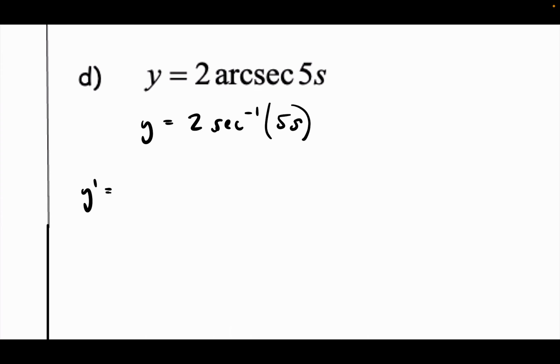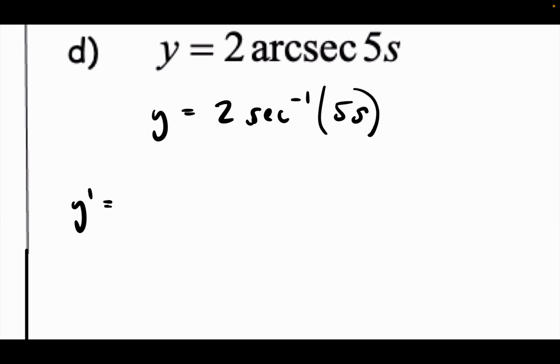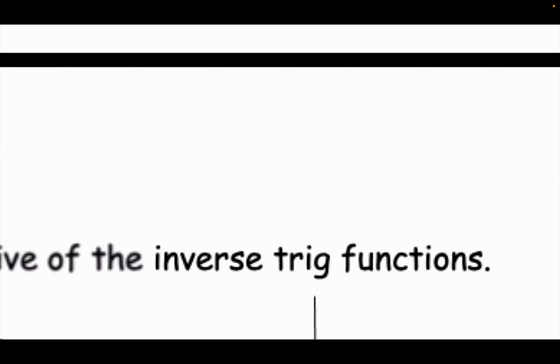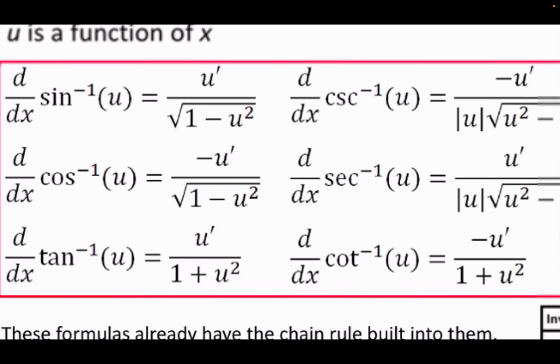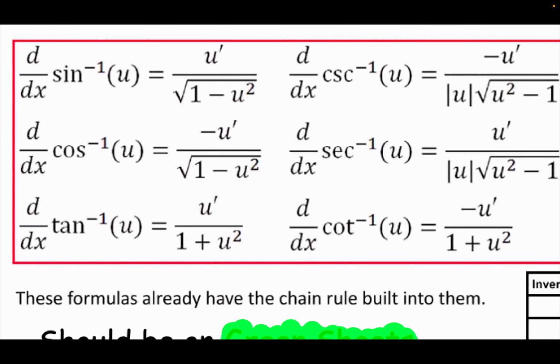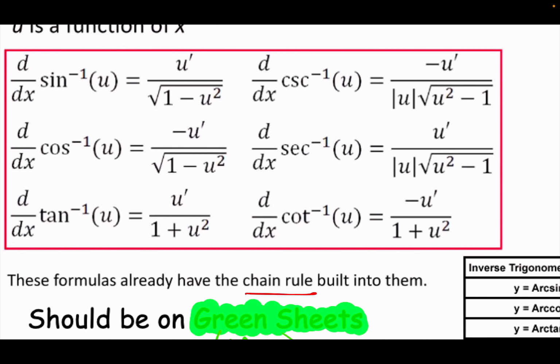So we actually don't need the product rule for this one. Why not? Because the 2 is just 2. It's not 2x. If it was 2x, product rule for sure. So the 2 is just a coefficient, so we don't need that. So really all we need is the chain rule, which is this guy up here. This guy has the chain rule already built in. So essentially we are using the chain rule.